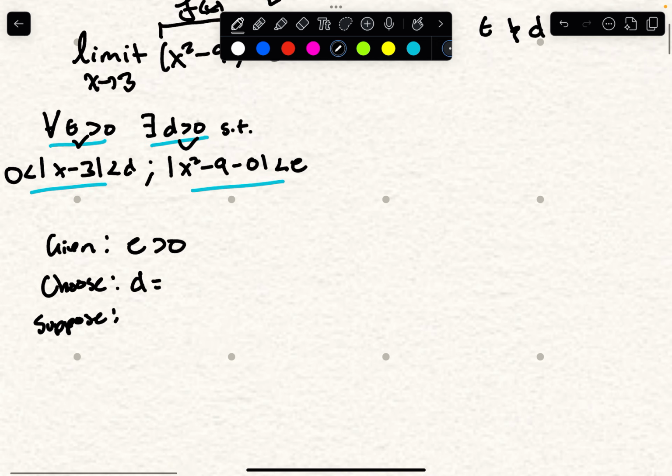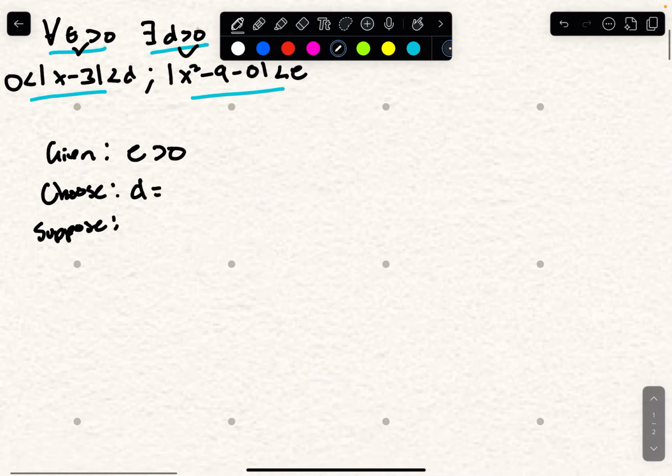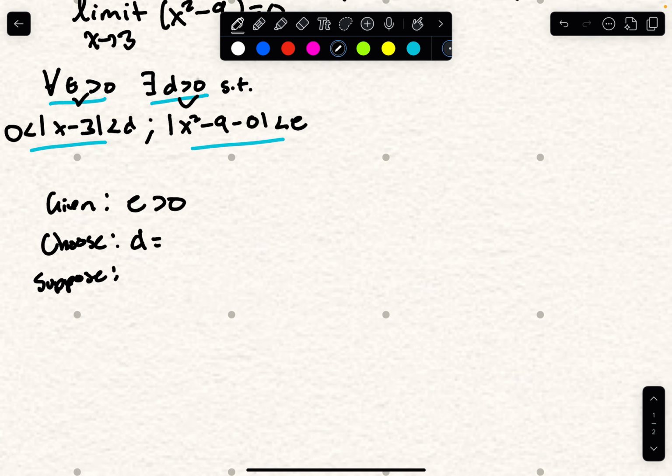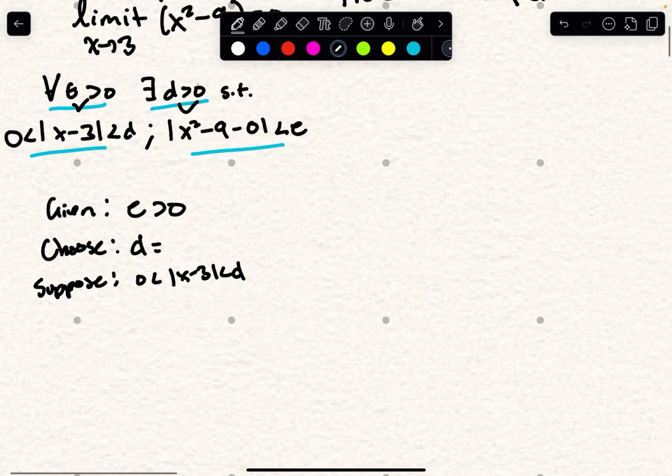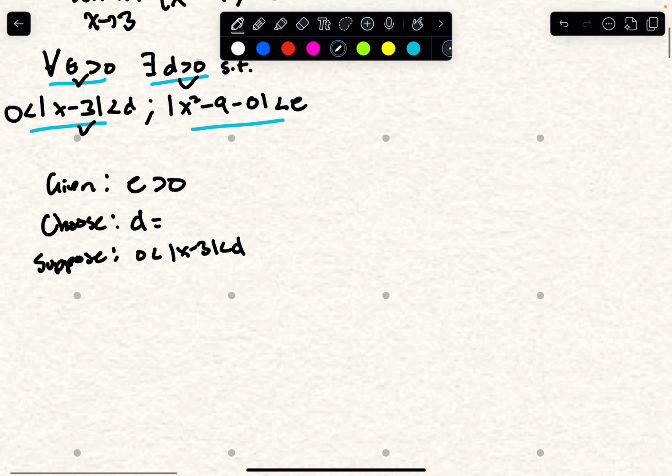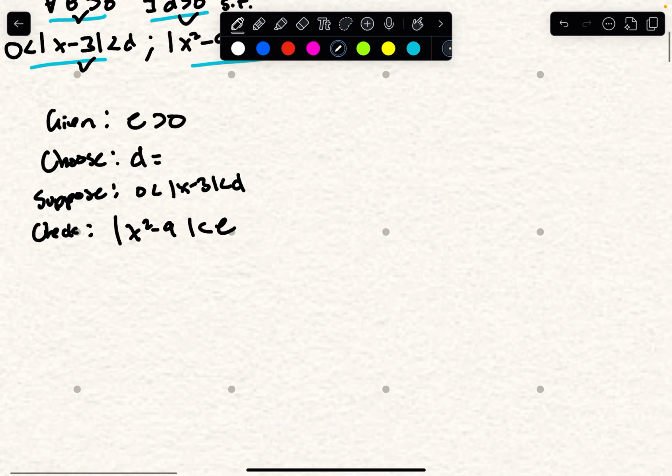So you go on to the next one on the list. So suppose, and you just write that. You can write the whole thing. So it's zero less than the absolute value of x minus 3 less than delta. You just write that, and now you're done with this. And then you write the last thing, which is this. So that's just check. That's how you're supposed to prove it. So you check the absolute value of x squared minus 9 minus 0, that's just nothing, is less than epsilon.